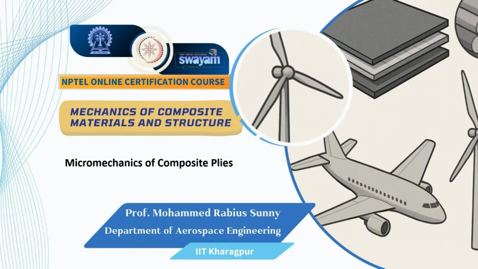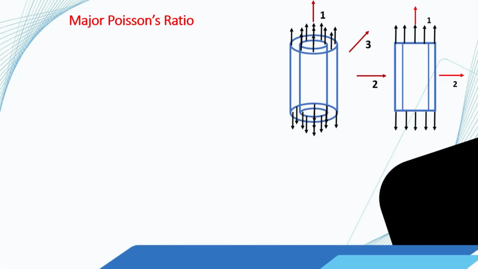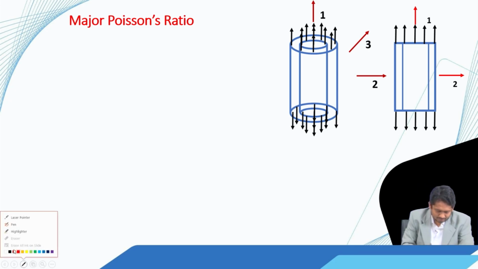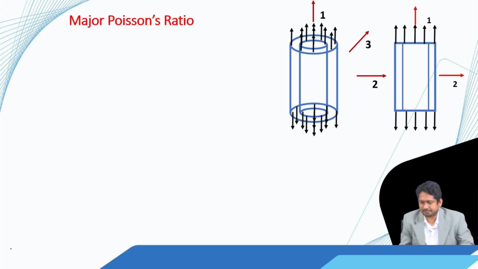Welcome to the fifth lecture of week 2. We will continue our discussion on the elasticity based approach. So, in the last class we found out the E1, and for that the loading condition was that these concentric cylinders are loaded along direction 1. Now, here also the loading condition remains same.